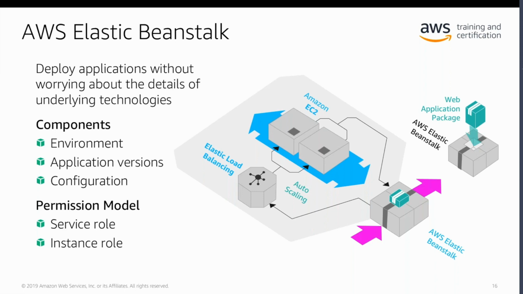And if you need to go out and talk to other services in AWS, so if your Beanstalk application, for example, needs to interact with an S3 bucket, it's going to need permissions to do that. Those permissions are typically defined in AWS using roles.